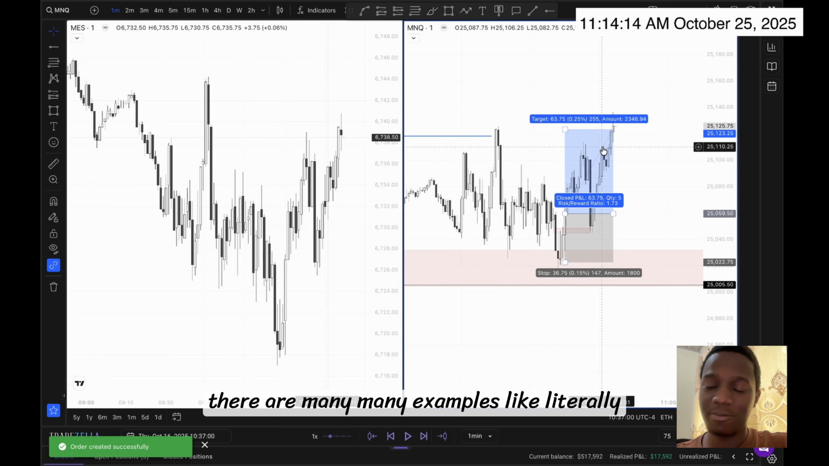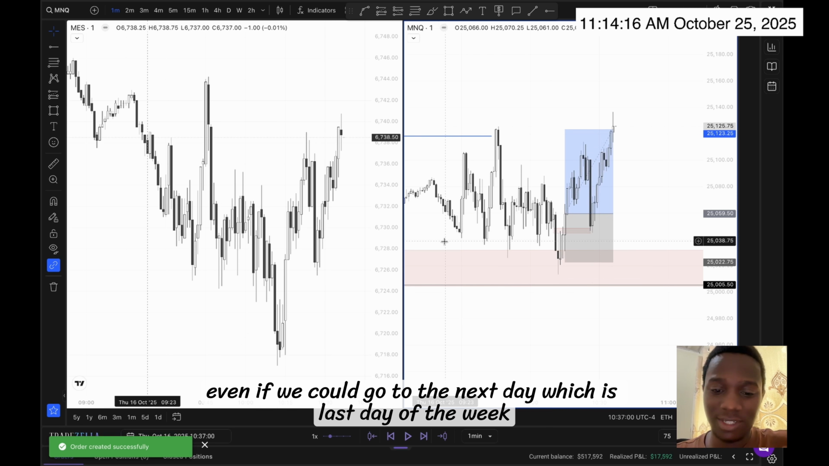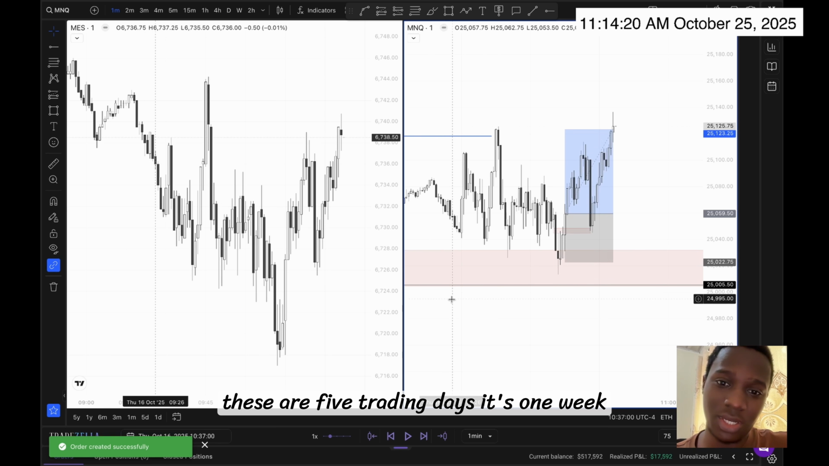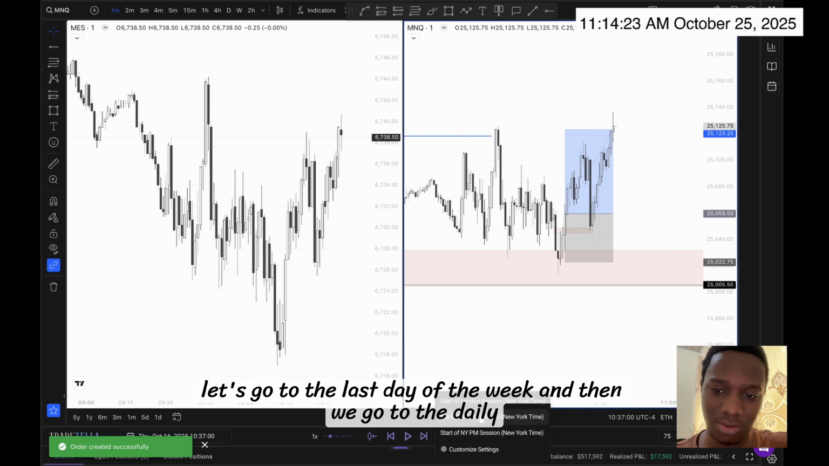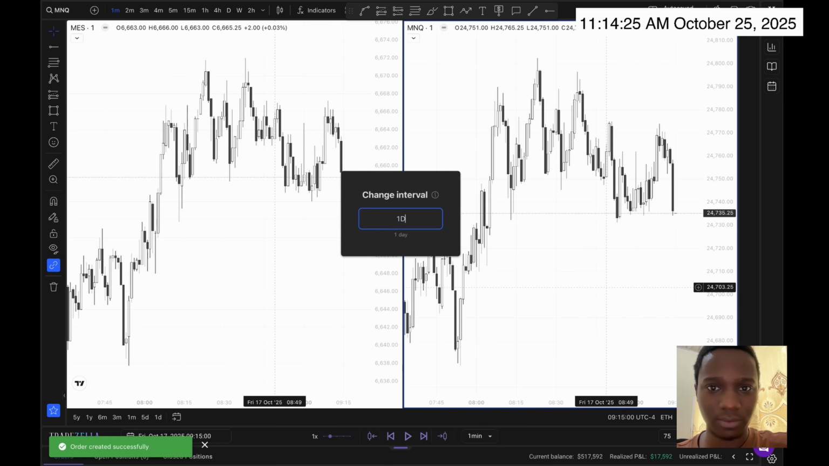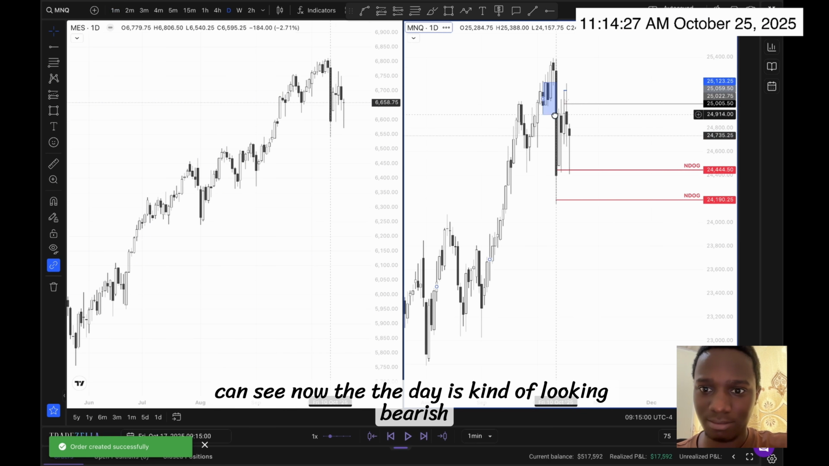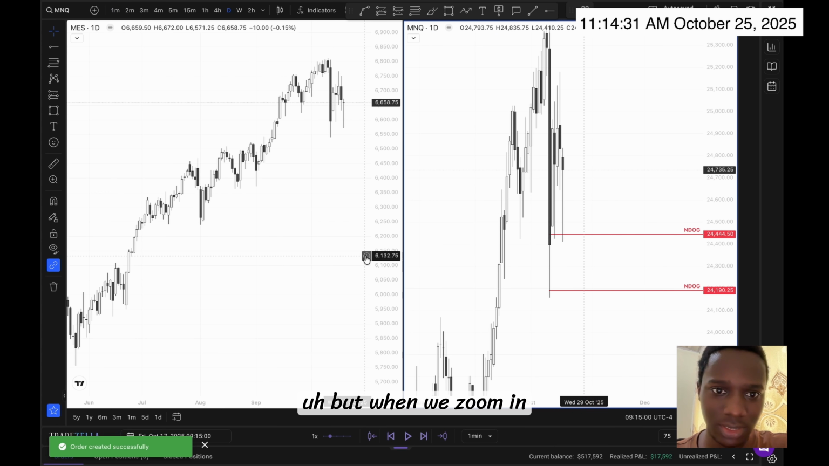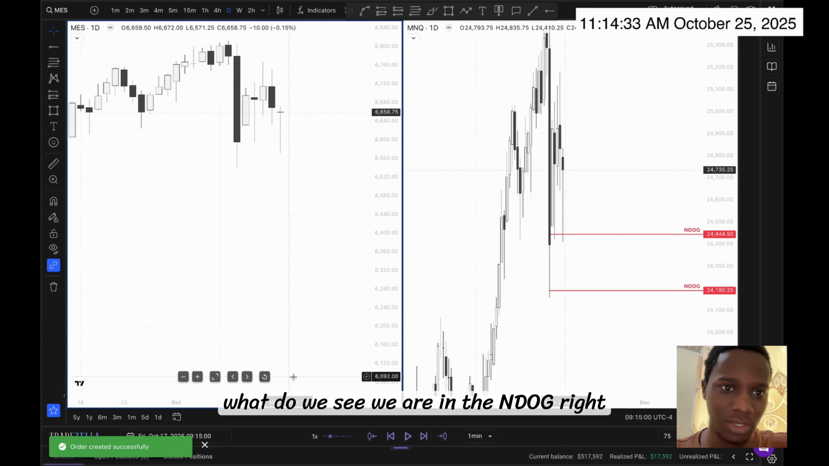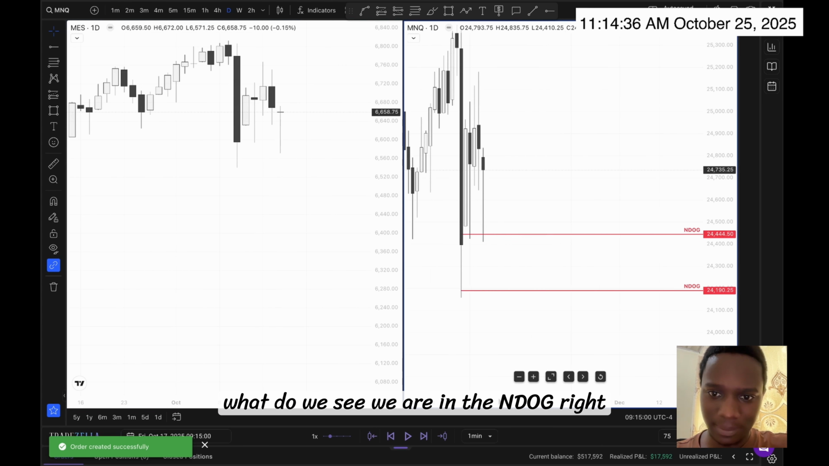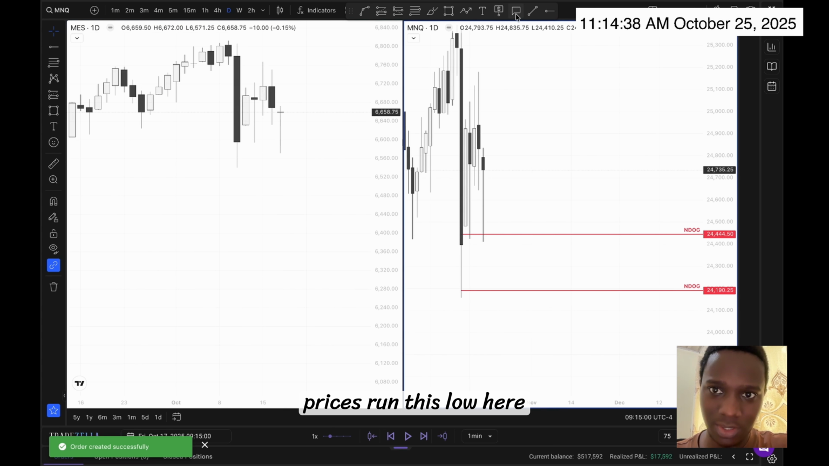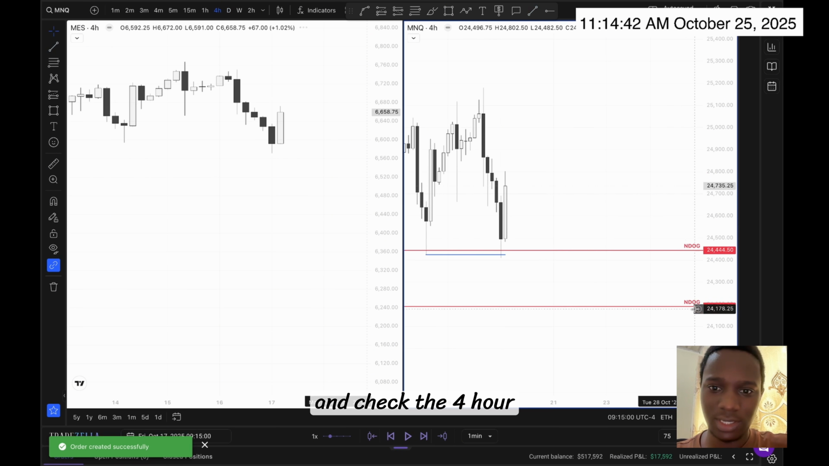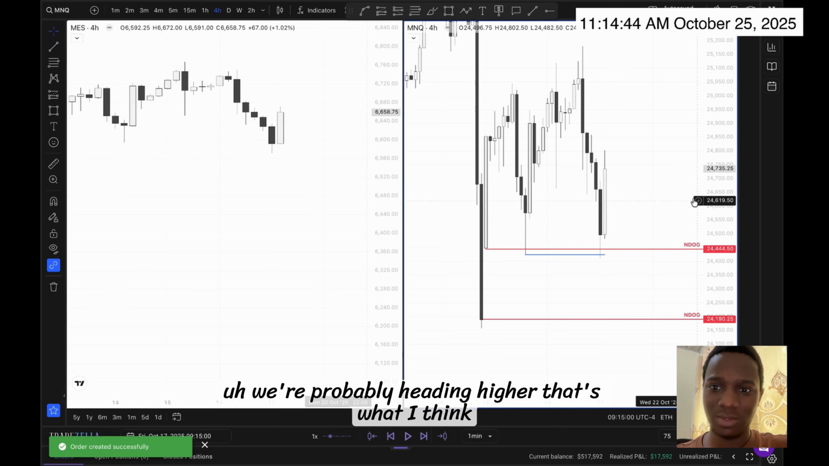So there are many examples. Even if we go to the next day, which is the last day of the week, these are 5 trading days. It's 1 week. Let's go to the last day of the week, and then we go to the daily. You can see now the day is kind of looking bearish, but when we zoom in, well, what do we see? We are in the end, right? Price runs this low here, putting in a high time frame sweep. And check the 4 hour. We're probably heading higher. That's what I think.